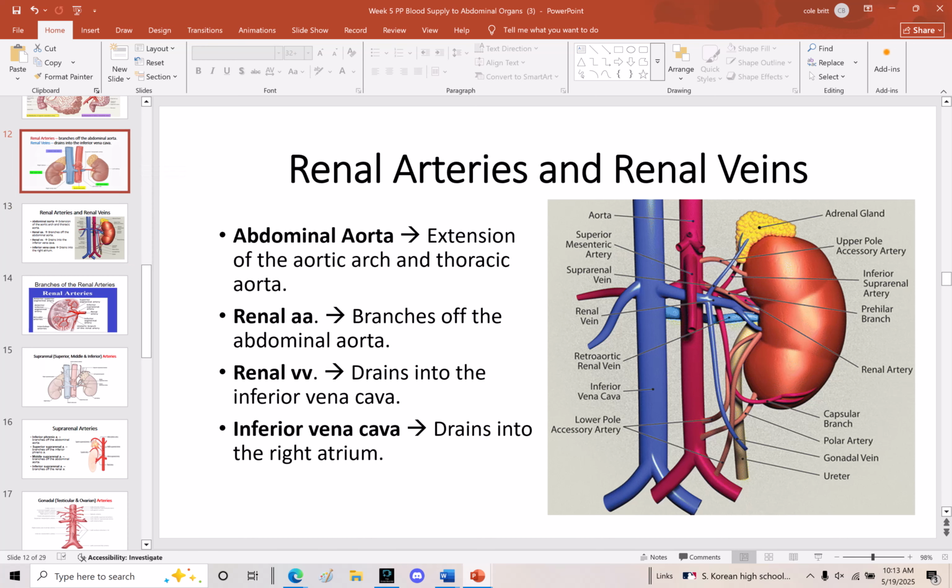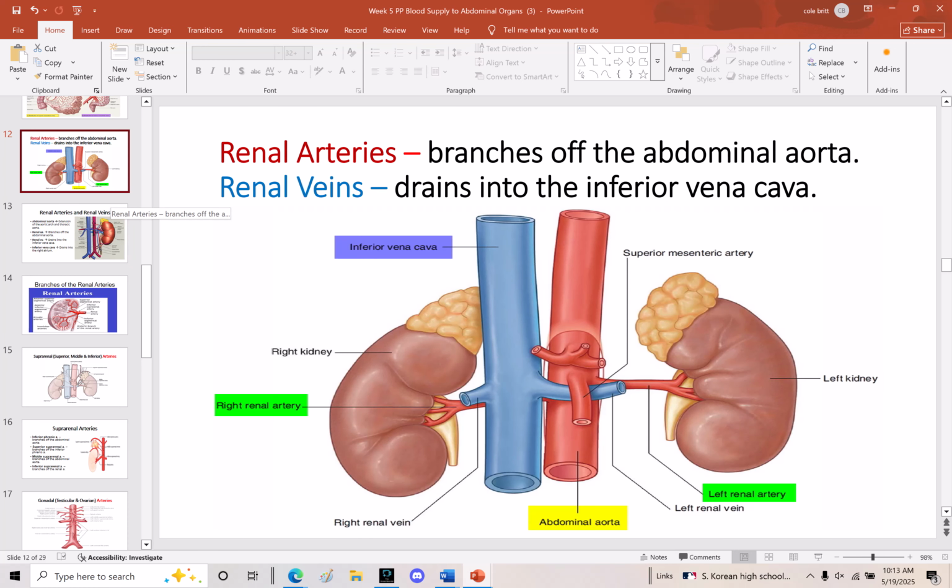Okay, so this is where we left off. I started mentioning a little bit about the veins. So we have the inferior vena cava. We talked about it just a little bit when we were talking about the right atrium, back behind. The inferior vena cava drains into the right atrium. It drains some of the structures you have in the lower extremity.